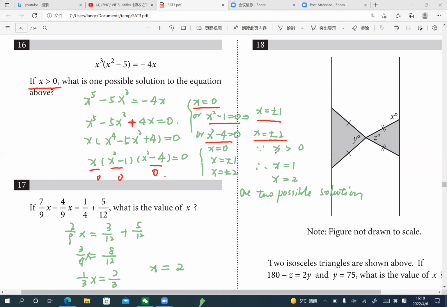Because x is greater than 0, there are two possible solutions. One is x equals 1. Another one is x equals 2.